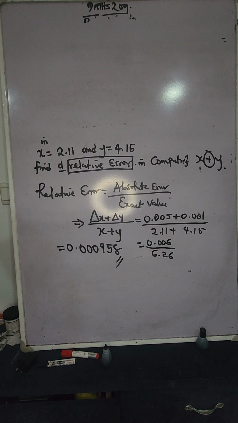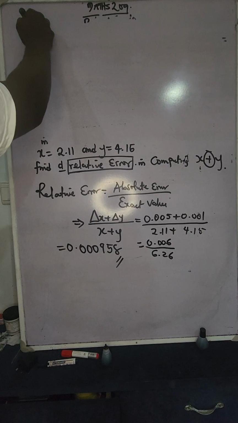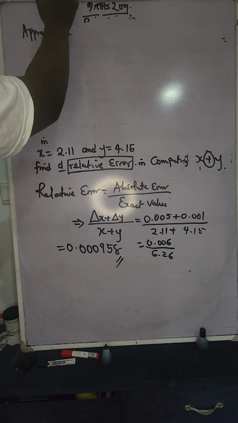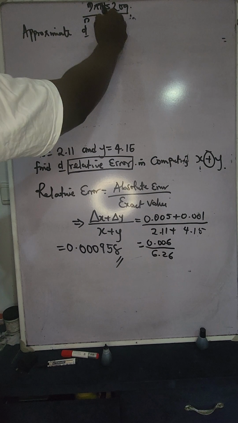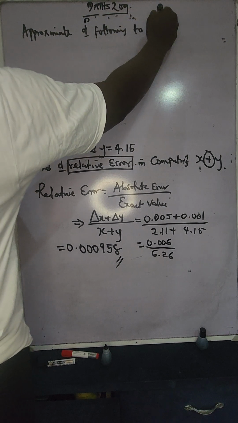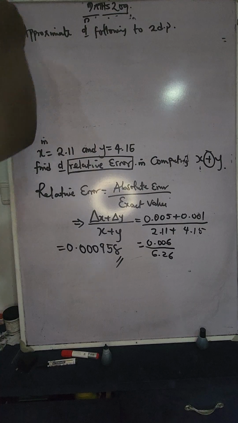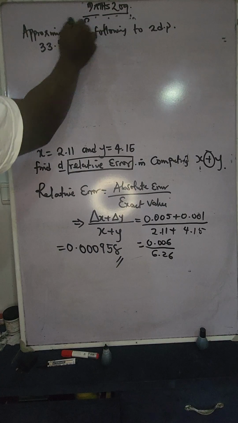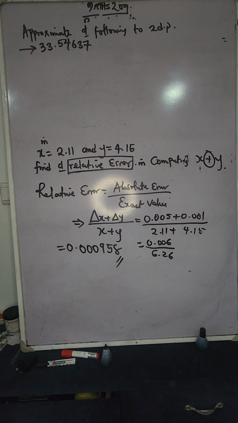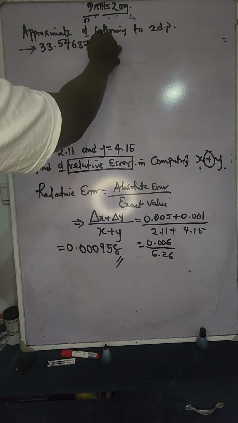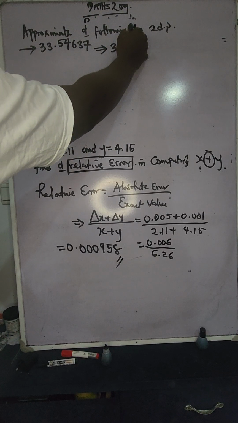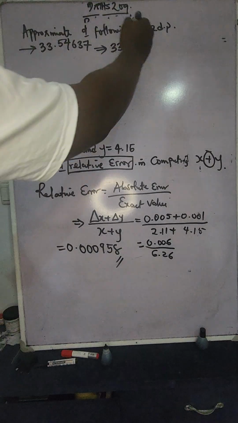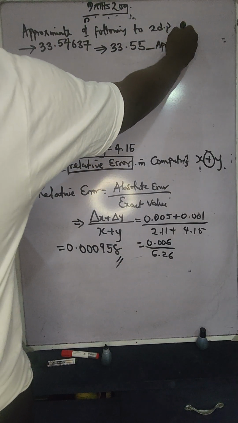The first one said, approximate the following to two decimal places. Number one, 33.54637. We want to approximate it to two decimal places. Now, no longer significant figures, but decimal places. So the approximate of this number to two decimal places is 33.55. I hope you know. This is the approximate.